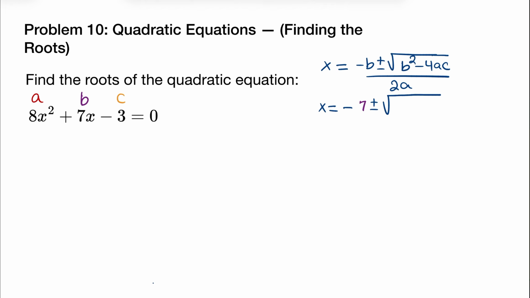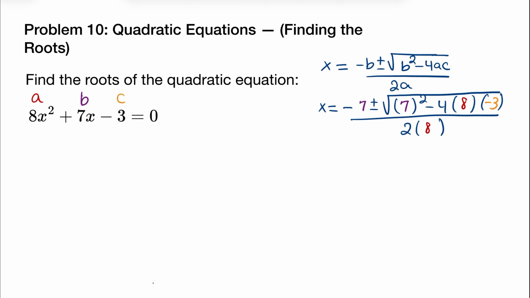And we have the square root. Let me just go ahead and write this out. So we have b squared minus 4 times a times c. Okay, and so again, b is 7, a is 8, and c is -3. This is all over 2 times a, and we know that a is 8.